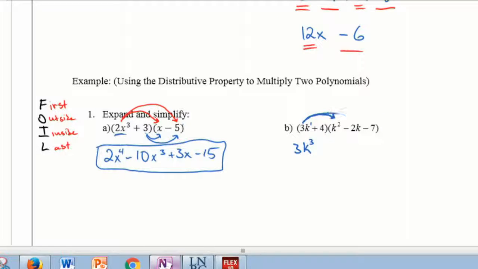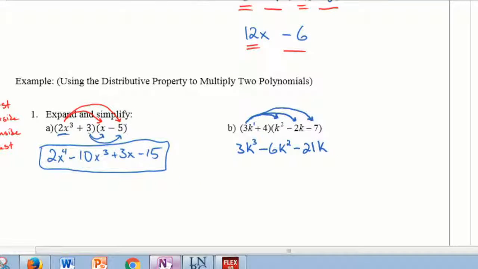Then I'm going to multiply my 3k by my negative 2k. So I'm going to get negative 3 times 2, which is 6. k to the power of 1 and k to the power of 1 gives me k squared. Then I'm going to take my 3k and multiply it by my negative 7. So 3k times negative 7 is negative 21 times k. So that is the first term multiplied by all 3 terms in the second.